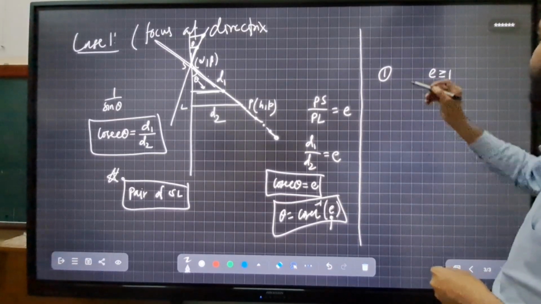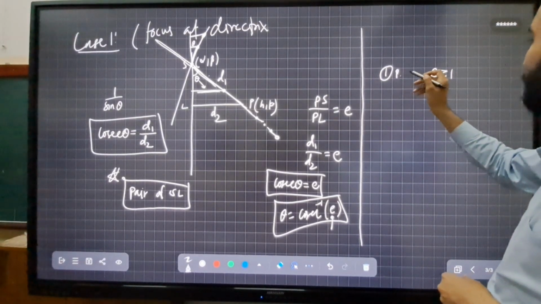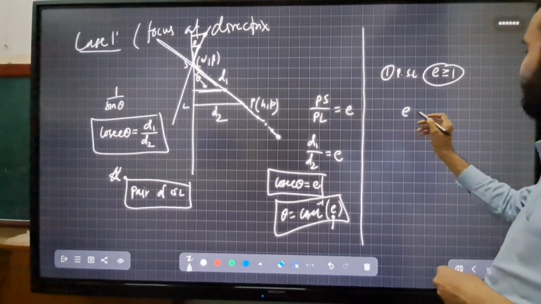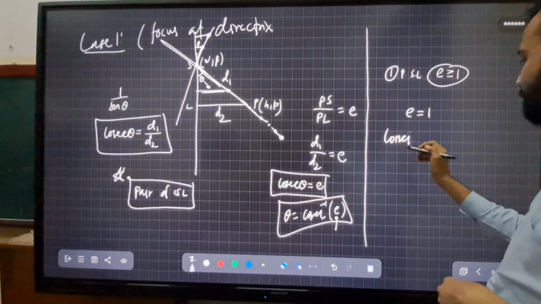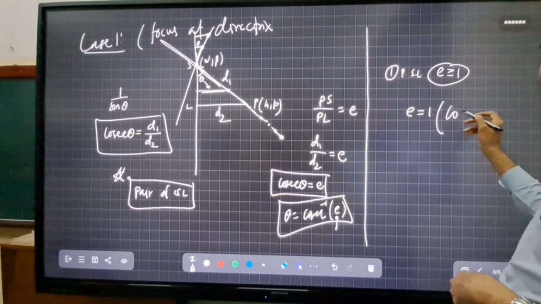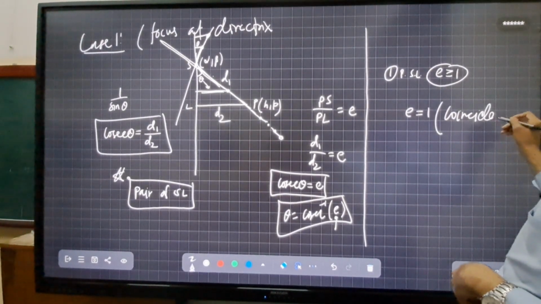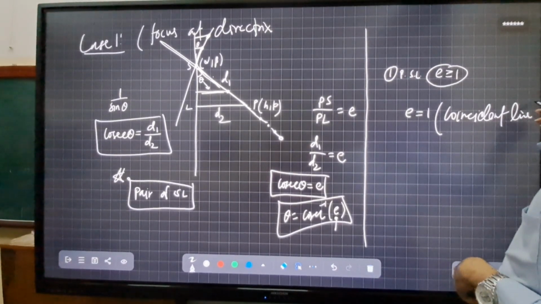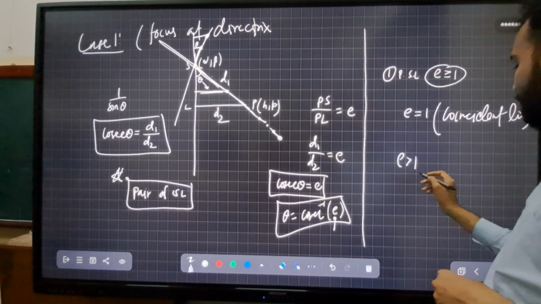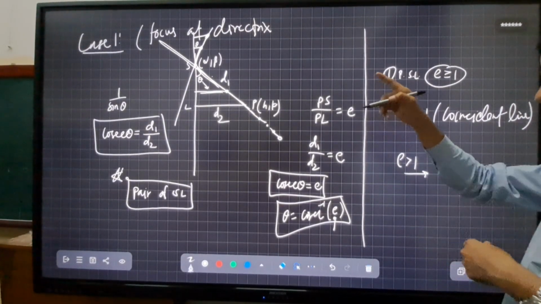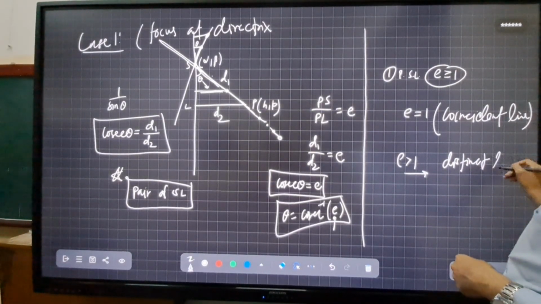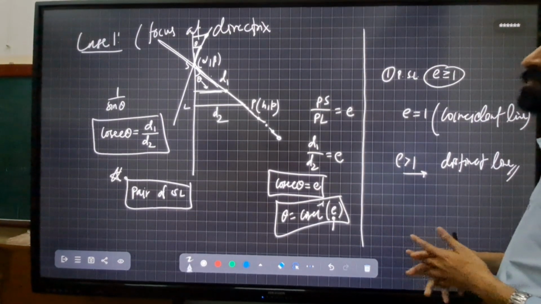If E is greater than 1, then again we get a pair of straight lines. But here E can be equal to 1 also. If E is equal to 1, then we will get two coincident lines, a pair of straight lines but coincident. But if E is greater than 1, then we will get two distinct lines like this one. This was about case 1.